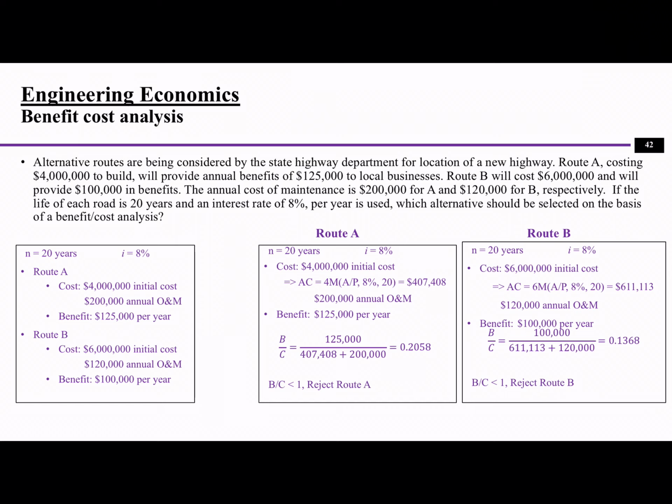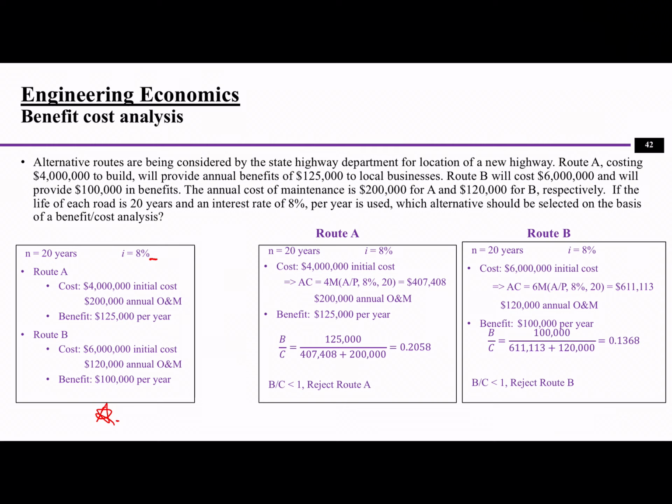Alternative routes are being considered by the State Highway Department for the location of a new highway. Route A, costing $4 million to build, will provide annual benefits of $125,000 to local businesses. Route B will cost $6 million and will provide $100,000 in benefits. The annual cost of maintenance is $200,000 for A and $120,000 for B, respectively. If the life of each road is 20 years and an interest rate of 8% per year is used, which alternative should be selected on the basis of a benefit cost analysis?